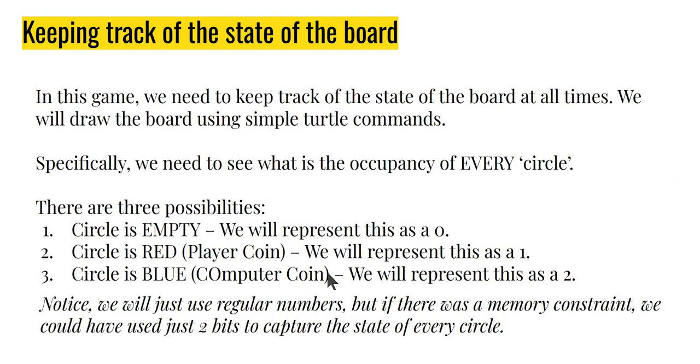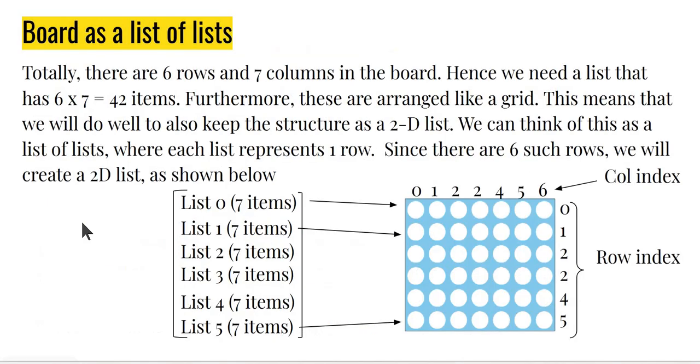Each of these items will have 3 values. If the circle is empty, we will make the value 0. If the circle is red, the player coin, we'll make it 1. If the circle is blue, we will make it a 2, which is basically the computer coin. Now, just as a side thought, we are creating these lists as integers. But in case you're working with a very memory constrained system, you can even think of doing this at a bitwise level, in which case the entire representation becomes much more compact. But that's, of course, not needed.